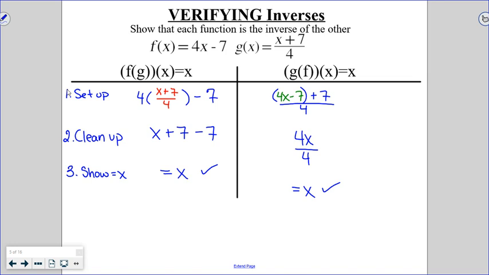Verified. So again, I will tell you, for whatever reason, this is one of the questions that people tend to forget how to do when we get to our exam. Please make sure that you go back and look at this. Understand the 3 things that I'm looking for. Setup, cleanup, equals x at the end. Every time. Okay?